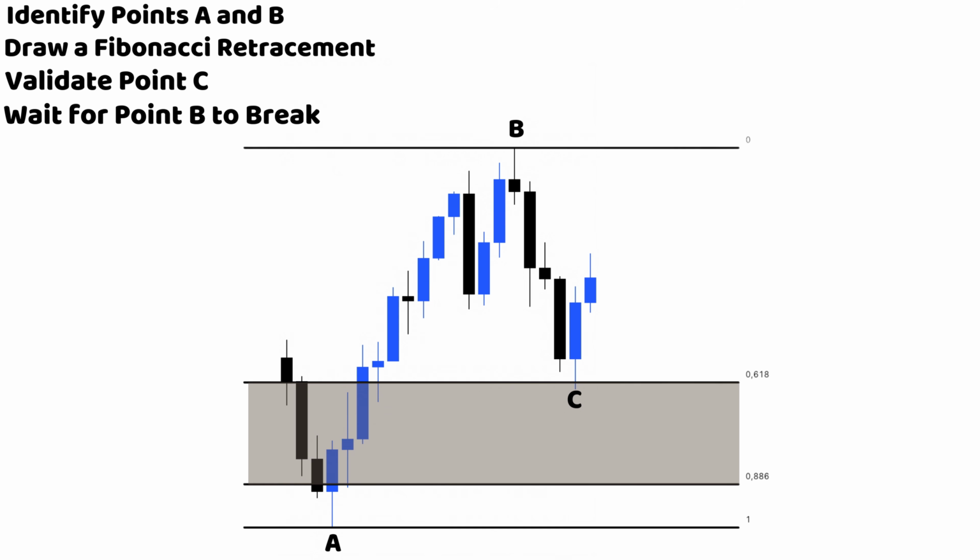Wait for point B to break. After the price reverses from point C, it must move upward and break point B. This is a critical step to confirm the continuation of the pattern. After breaking point B, the 1.27 Fibonacci level will become our entry zone for the trade.